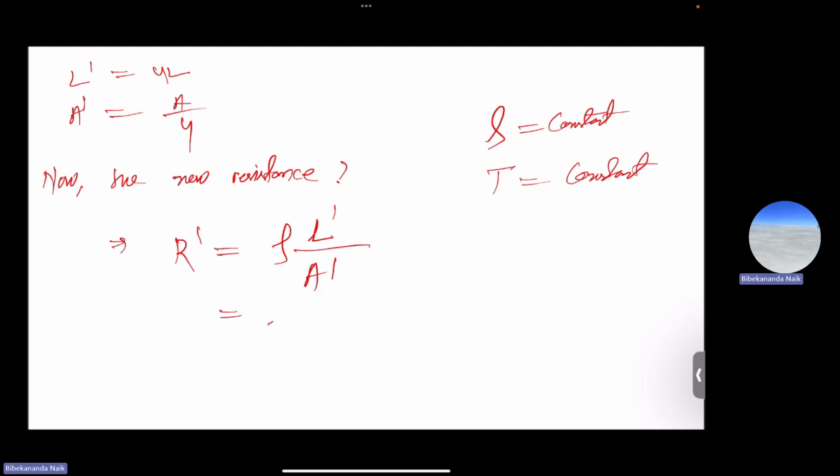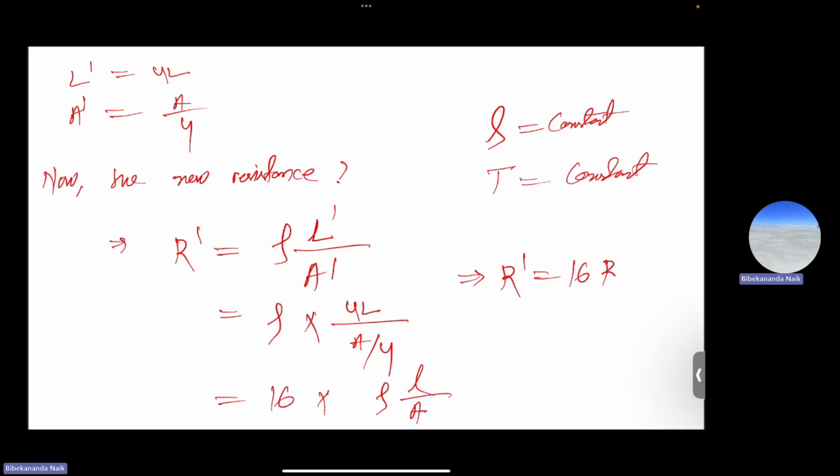So what will be R prime? It will be rho into L prime is 4L, A prime is A by 4. It will be 16 into rho L by A. That implies R prime will be 16 into R, because rho L by A was R. So R prime will be equal to 16R. So this is the correct answer.